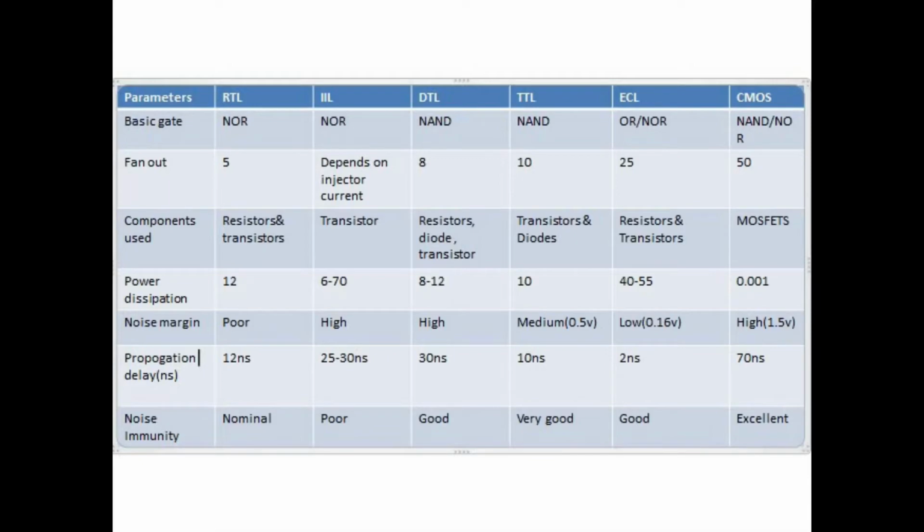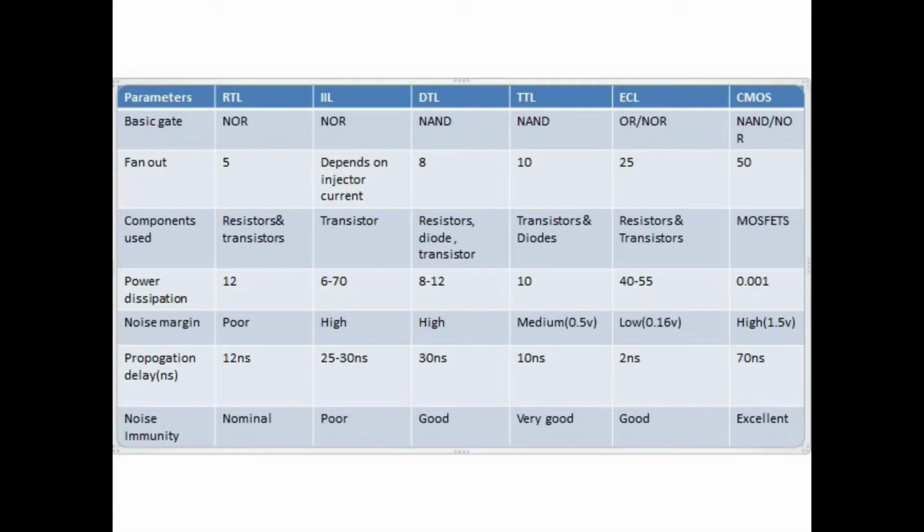The fan out of TTL is 10. That is, most TTL gates can feed up to 10 other digital gates or devices. The fan out of ECL is 25. The fan out of CMOS is 50. From this table we can see that CMOS has the highest fan out.